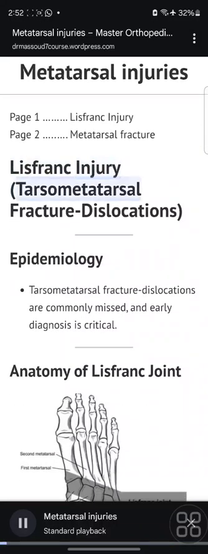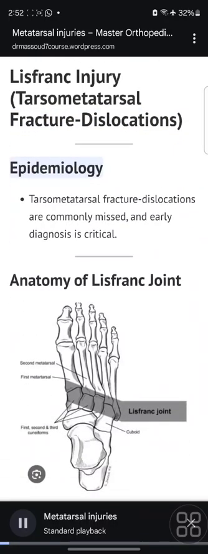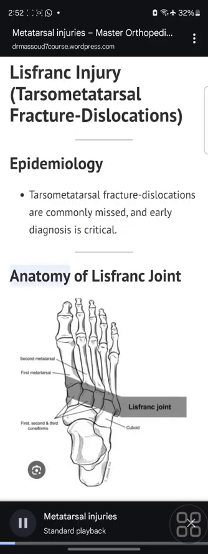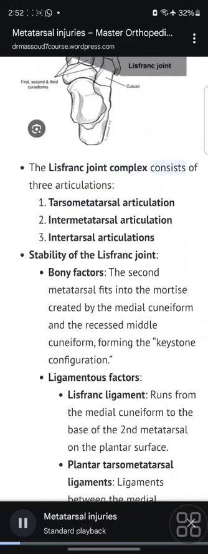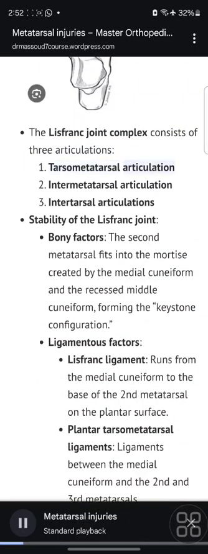Lisfranc injury, tarsometatarsal fracture dislocations. Epidemiology. Tarsometatarsal fracture dislocations are commonly missed, and early diagnosis is critical. Anatomy of Lisfranc joint. The Lisfranc joint complex consists of three articulations: tarsometatarsal articulation, intermetatarsal articulation, intertarsal articulations.